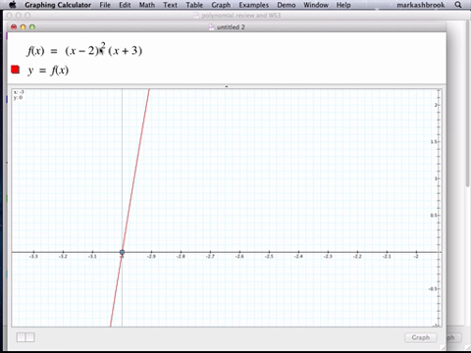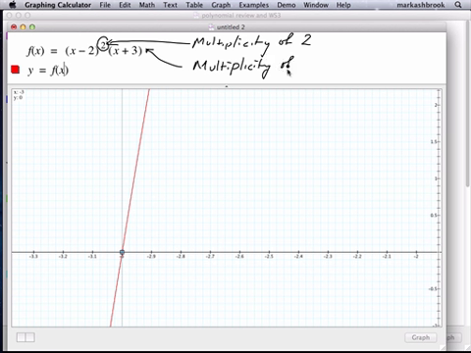Okay, so these are called the multiplicities. The root of 2 has a multiplicity of 2. And therefore, the behavior around that root is like something squared, like a parabola. Okay? What multiplicity is this? 1. So the behavior around that is going to be like a line, because it's like x to the first. X to the first is a linear graph.